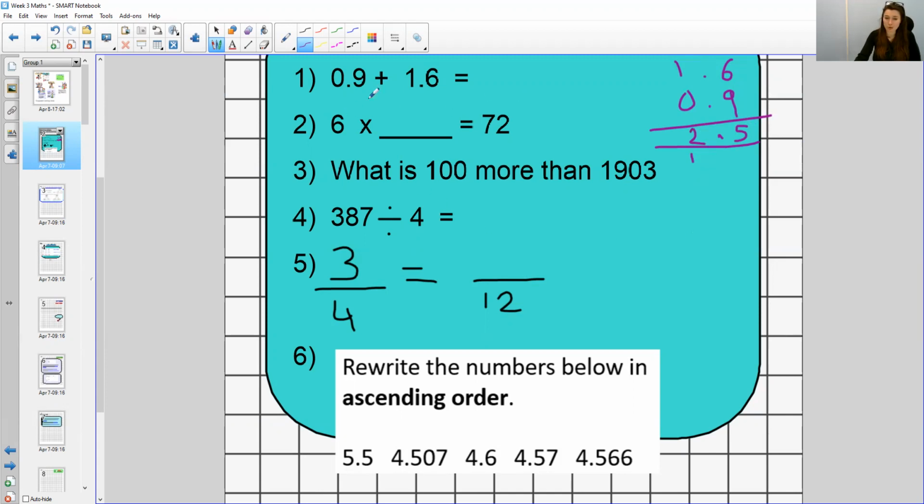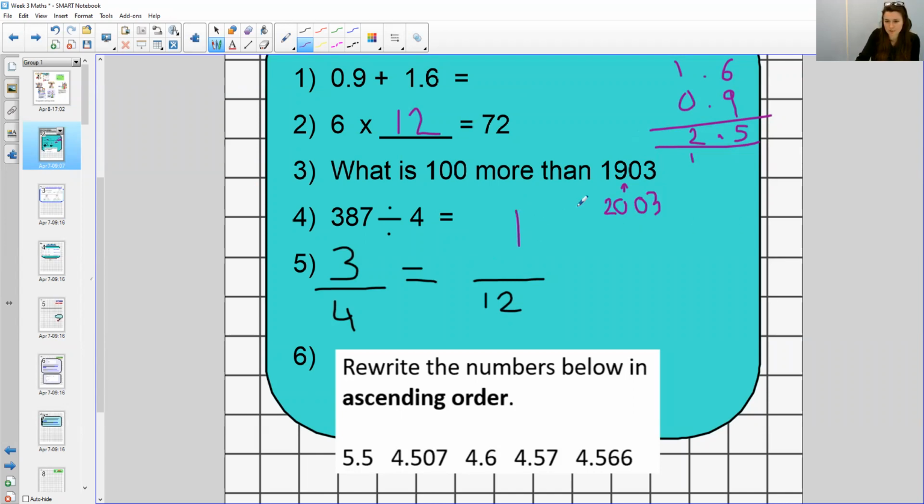Using my times table knowledge, 6 times something is 72. I know that 6 times 12 is 72. 6 times 10 is 60. 6 times 2 is 12. 60 and 12 is 72. 100 more than 1,903. Well, if I'm looking in the hundreds column, I know I'm going to need to regroup, and that'll take me into the 2,000, but the ones stay the same.